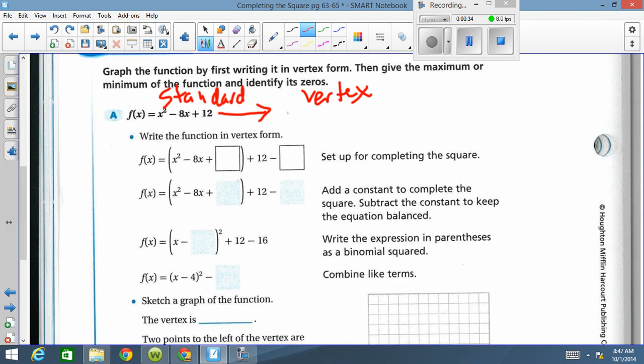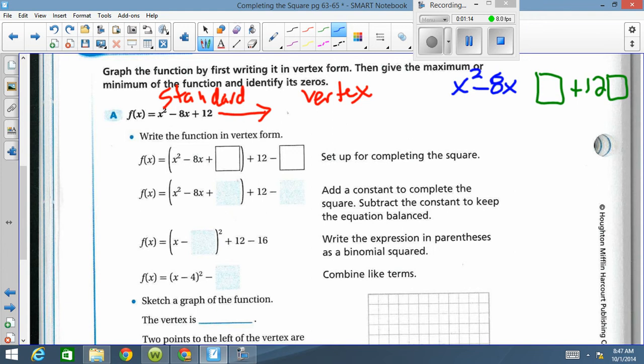After we graph it, we're going to talk about maximums or minimums of the function and look at the zeros as well. But first, let's do the completing of the square. Now remember, in order to complete the square, I want a perfect square trinomial. In order to get that, I'm going to take what I started with, x squared minus 8x. I'm going to move the plus 12 out a little bit and create some space to introduce two new numbers.